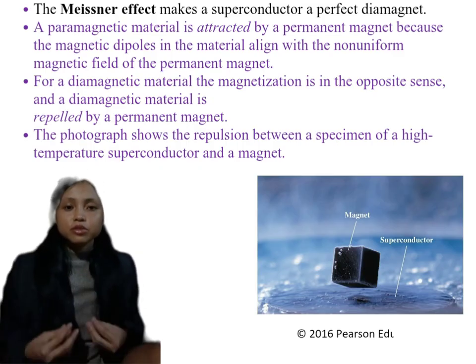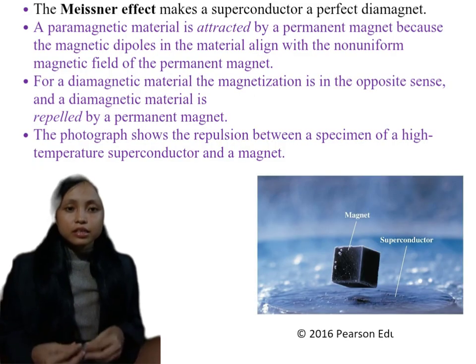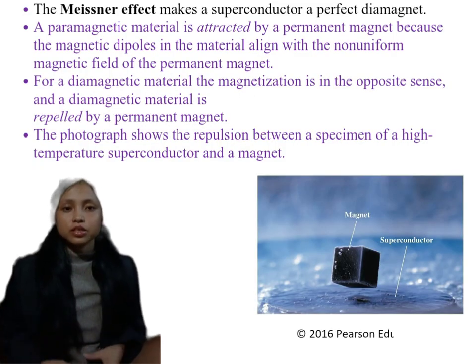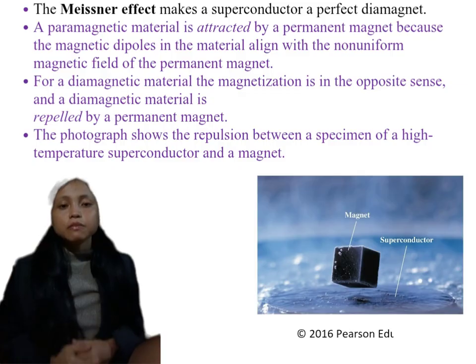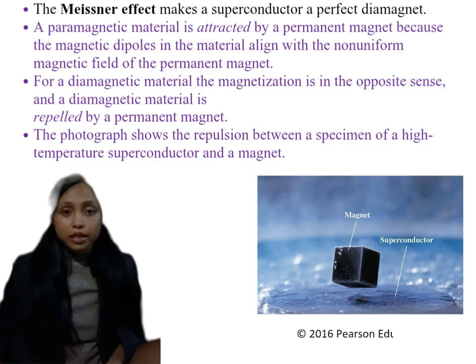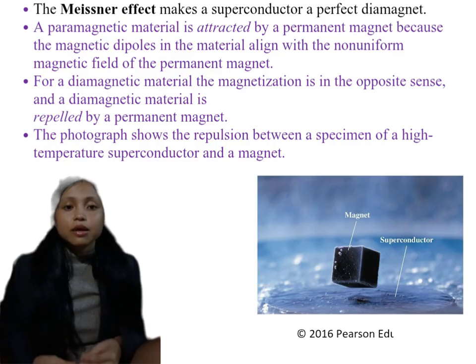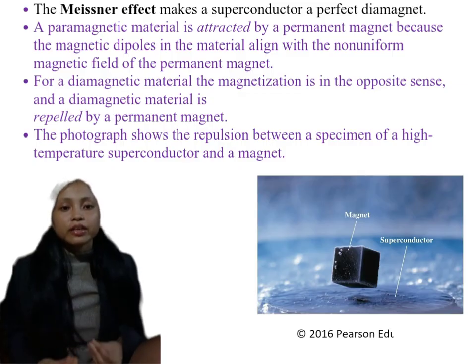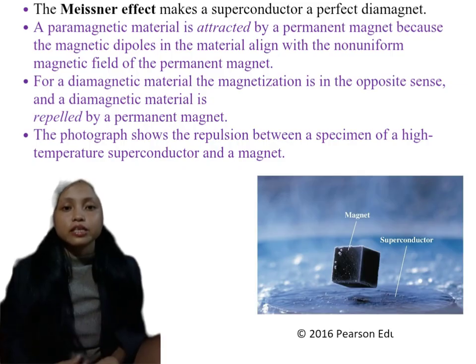In practical demonstrations, this effect is often observed using high-temperature superconductors cooled with liquid nitrogen. These materials become superconducting at temperatures that are easier to achieve experimentally. Take note that the Meissner effect makes superconductors perfect diamagnets, and this perfect diamagnetism causes strong magnetic repulsion. And this repulsion can balance gravity and produce magnetic levitation.